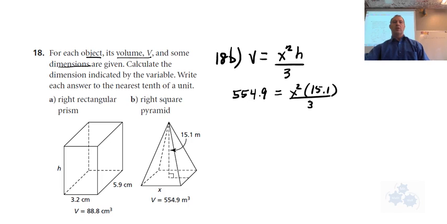So what we want to do is we want to start filling these values in. So the volume is 554.9. X we don't know, so that's just x squared. The height is 15.1 over 3. So from here, what we want to do is we want to get x, right? We're trying to figure out what is x. So I have to get rid of the 3 and the 15.1 and the squared. I got to get rid of those 3 things.